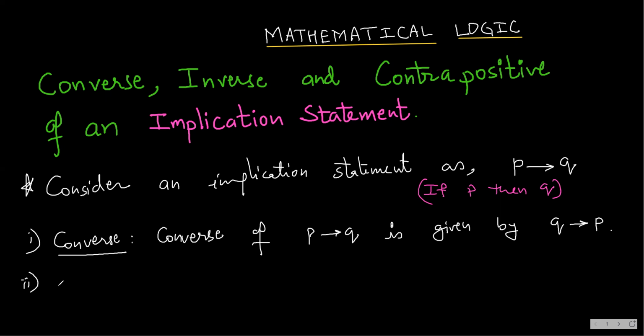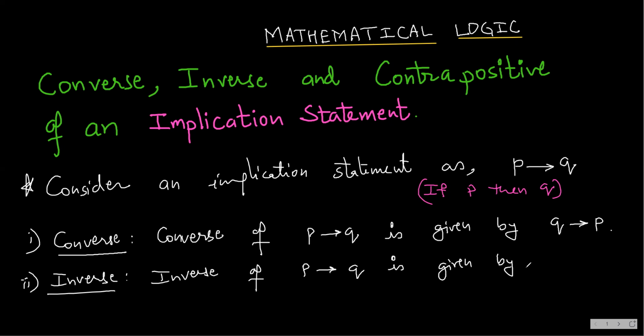Then second we have the inverse. Inverse of P implies Q is given by negation P implies negation Q. I'm sorry, negation P implies negation Q. So what is the inverse of if P then Q? Inverse of if P then Q is given by if not P then not Q. This is the inverse.